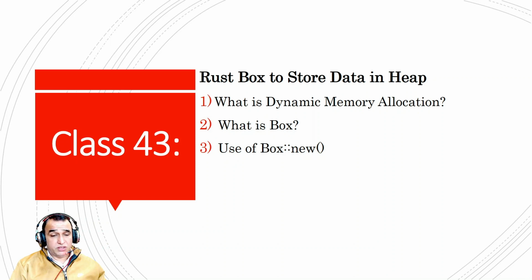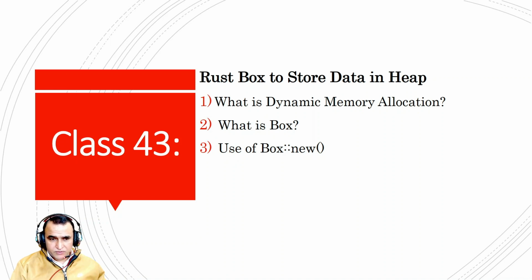So the first topic is dynamic memory allocation. You know that when we allocate memory at compile time, we call it compile time memory allocation, or static memory allocation, because at compilation time the compiler knows how much memory we have to initialize for a particular variable. Like I declare let a equal to 10, that means it knows that i32 means 4 bytes of memory is going to be stored for a particular variable.